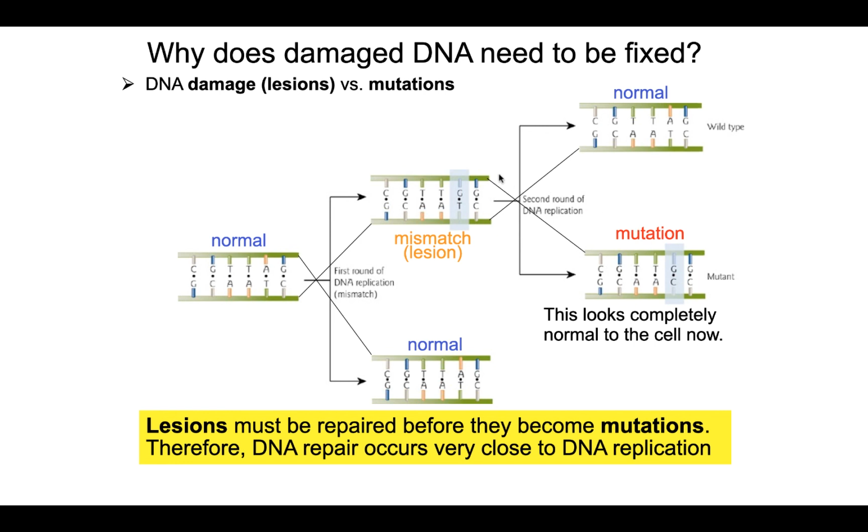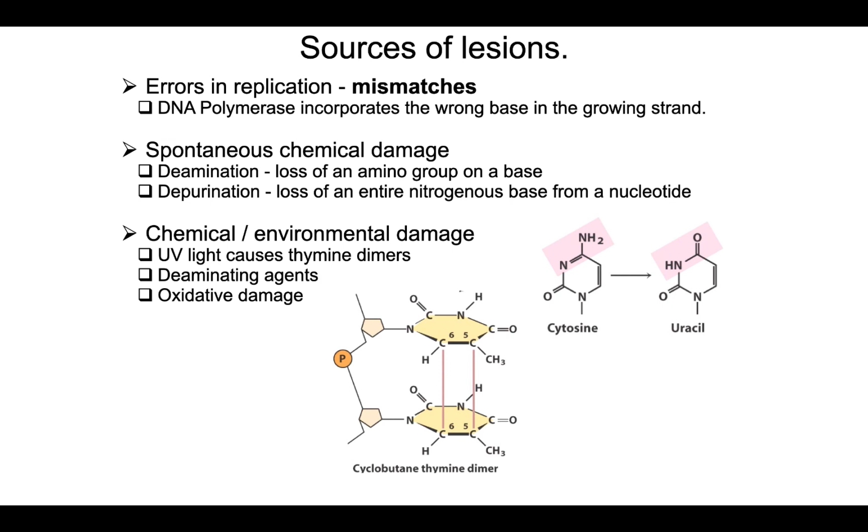So what we need to do is figure out what kind of systems the cell has in place to detect and fix lesions, damage, before they become mutations. First, let's take a look at sources of these lesions. The biggest one are these mismatches during DNA replication. There's also spontaneous chemical damage, where, for example, cytosine can become uracil, and they'll pair differently. There's chemical damage like UV light, deaminating agents, oxidative damage.